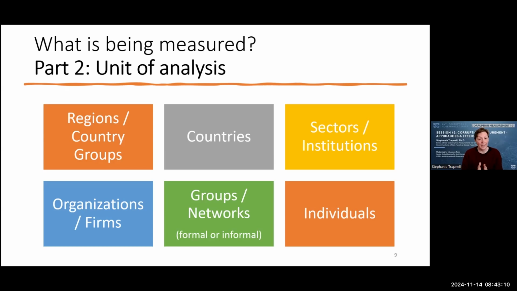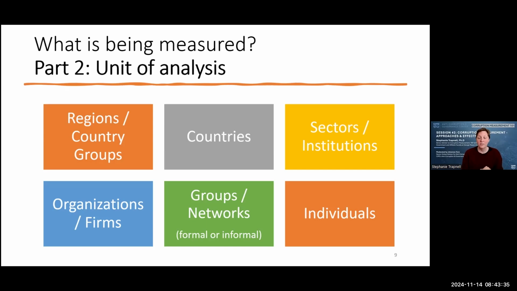But you can also aggregate country scores into regions and country groups like the OECD, ASEAN, African Union, or low income versus high income, and that becomes the unit of analysis. But really, very often, it's about the country score. But what goes into that country score? What is driving the country scores? It's the information that is collected underneath, like within the country setting.